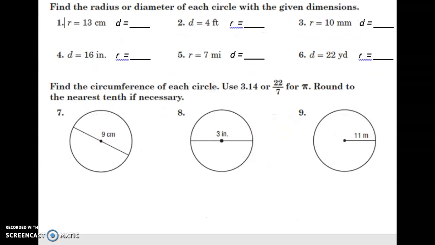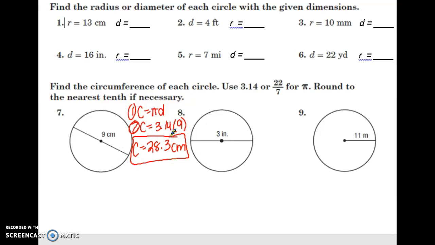And the last 3 are just a review of finding circumference. Remember that circumference equals pi times diameter. So C equals 3.14 times 9 because it goes all the way across. 3.14 times 9 is 28.26, which is 28.3 centimeters. And we do not square that.